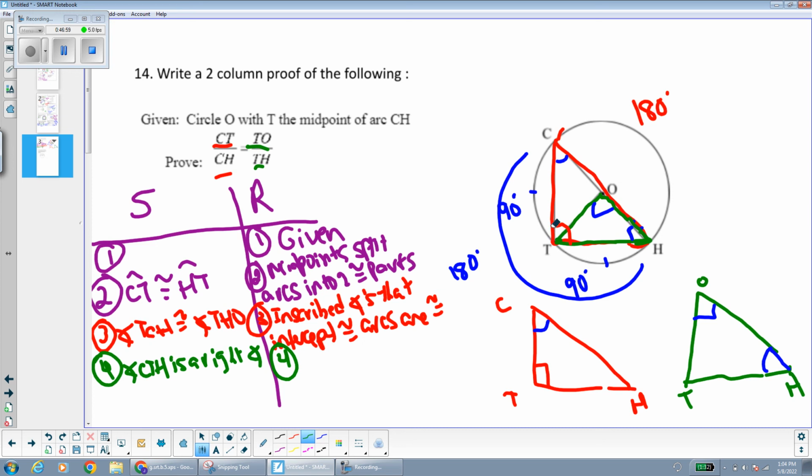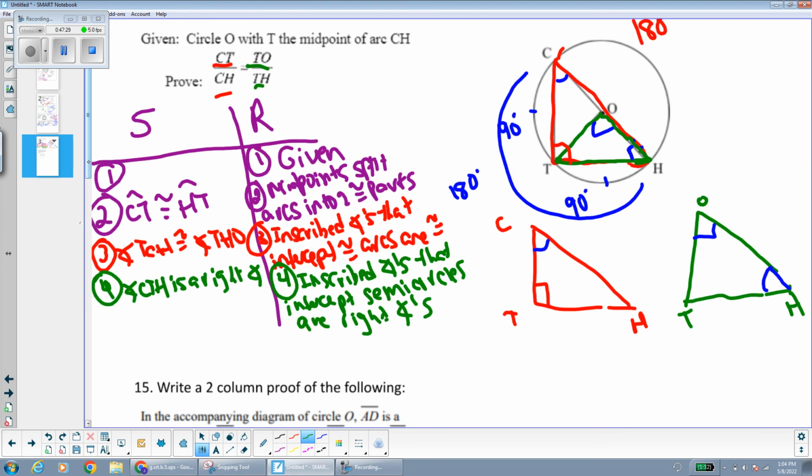Now remember, that's because it was an inscribed angle that intercepted half a circle, which was 180 degrees. So since inscribed angles are half of their intercepted arc, if this is half a circle or 180, the inscribed angle is 90. So I'm going to write inscribed angles that intercept semicircles, which are 180 degrees, are right angles.